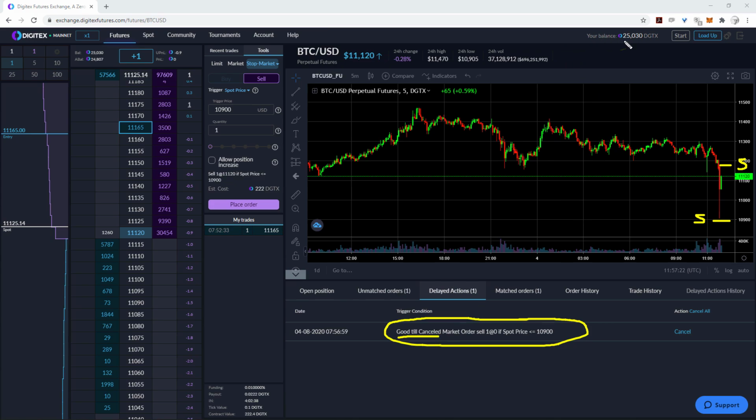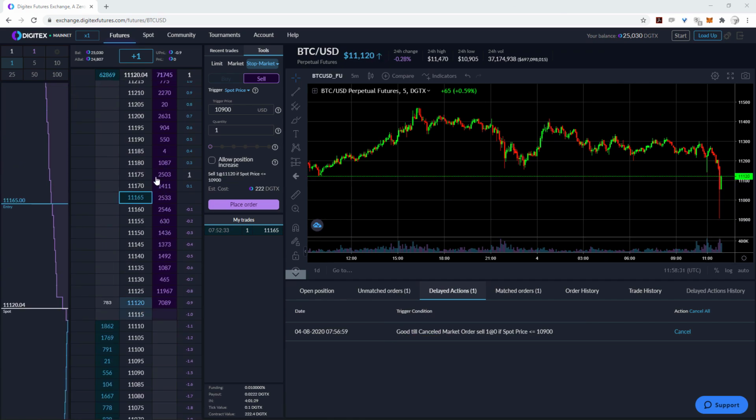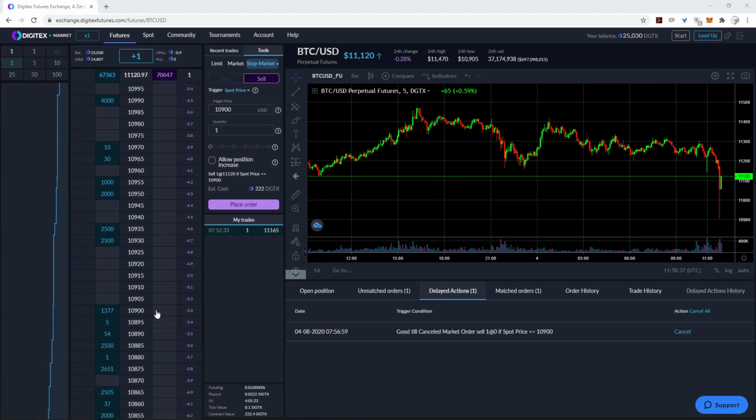So this is what I have to do. I'm going to undo the drawing here, see what's happening with the price. The price is coming up higher. It's getting closer and closer to our sell limit. Our stop is way down here at 10,900. Unfortunately, it's not marked on the ladder. And that's something that you'll have to understand as well.